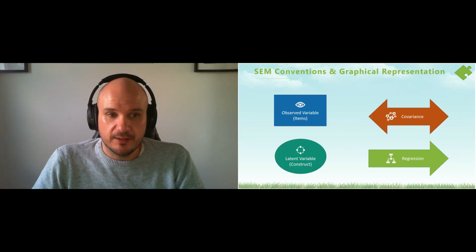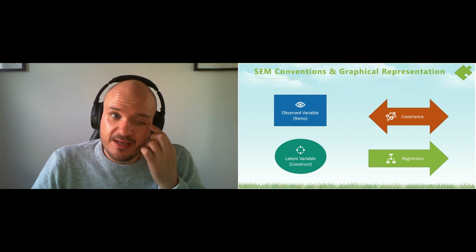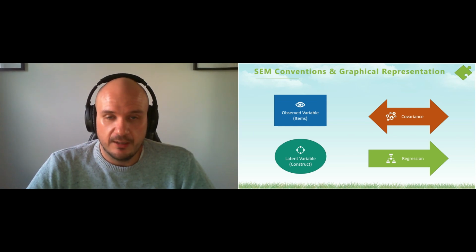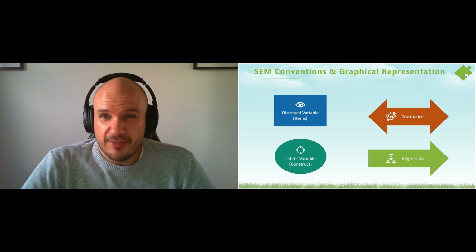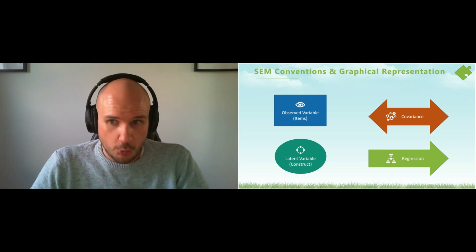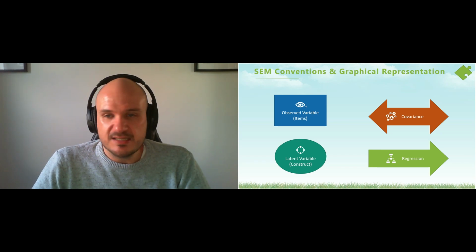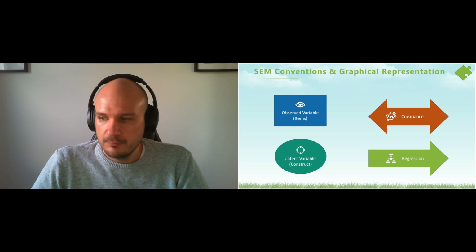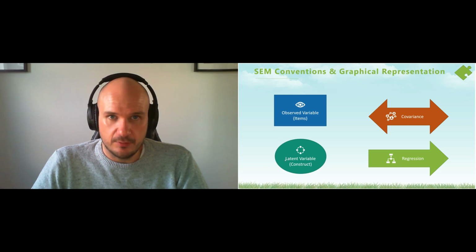In structural equation modeling, there are certain conventions, certain things you need to be aware of. How we draw things is very important here. In any model that we draw, a square means it's an observed indicator. It's an item or a mean score. It's something that we actually observed. A circle is what we call a latent variable.